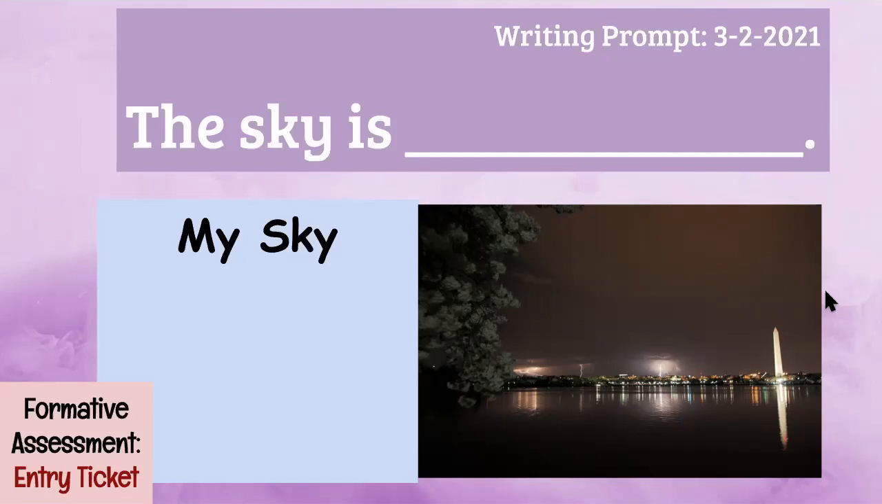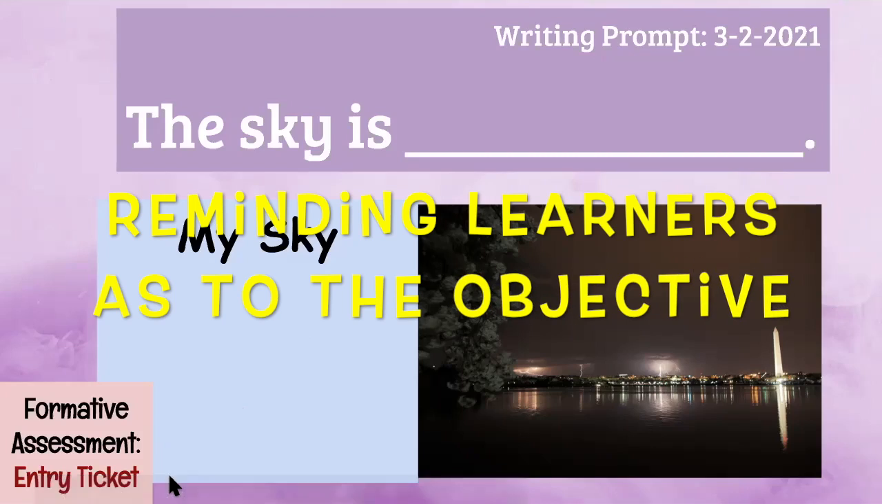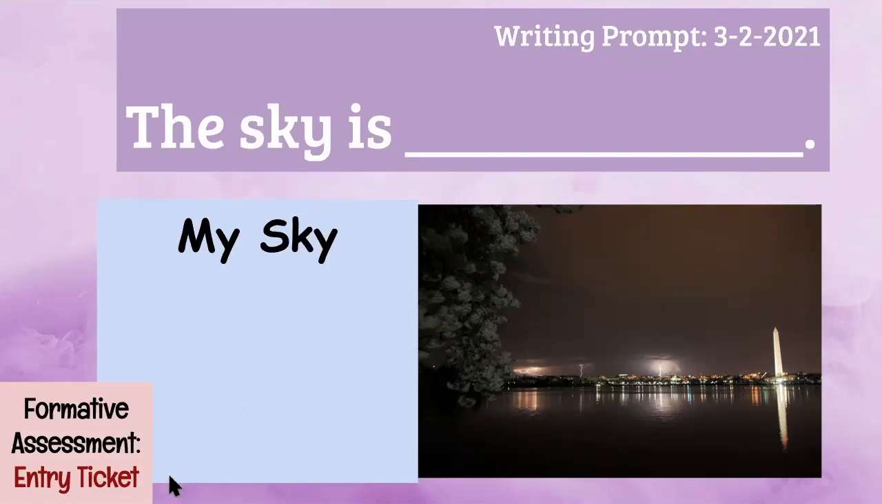The sky is black. It has lots of planets. It's dark. It's big. It's cloudy. It's far away. You're going to be diving a little bit deeper into what the sky looks and sounds like as we go through our lesson.